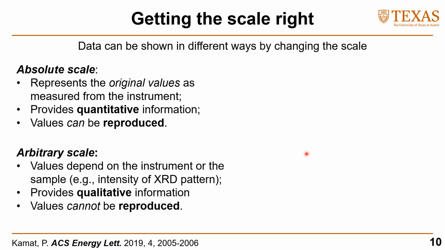So use an arbitrary scale if you care about the qualitative information rather than the quantitative information. And typically these values cannot be reproduced. Sometimes, for instance, the intensity may depend on whether you're pressing the sample against the sample holder. So if you change that from instrument to instrument, you will get different intensities. But again, you don't care about the intensities, you care about the peak position. So you use an arbitrary scale instead.